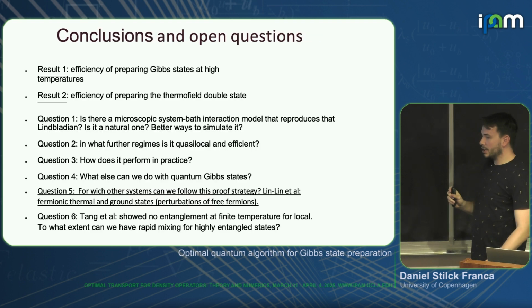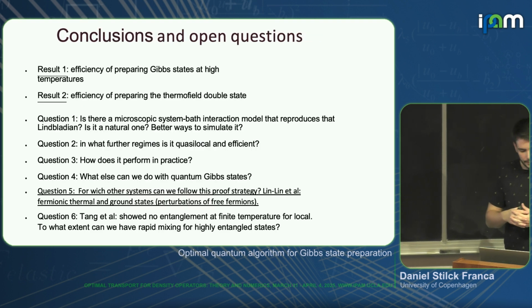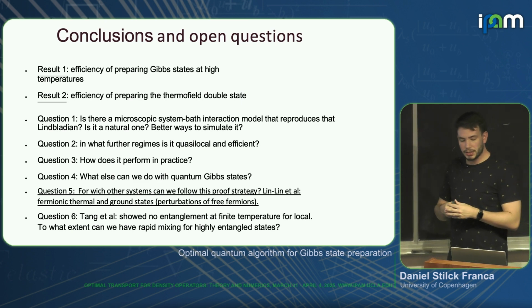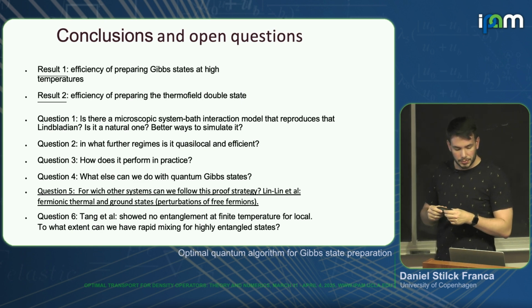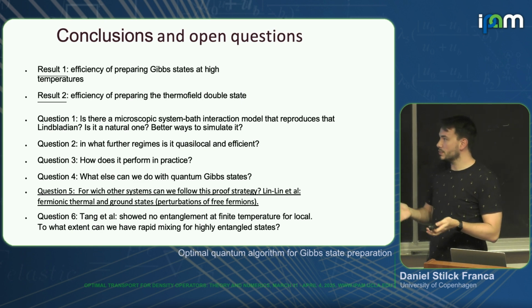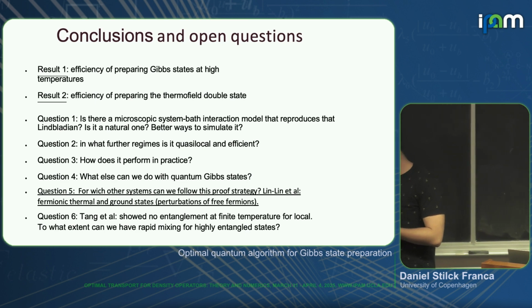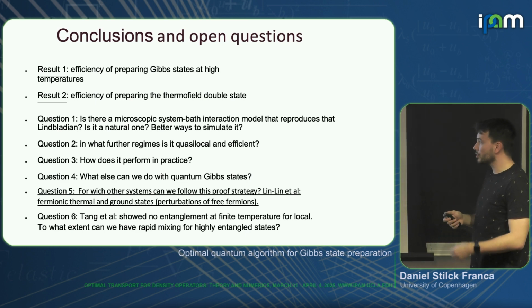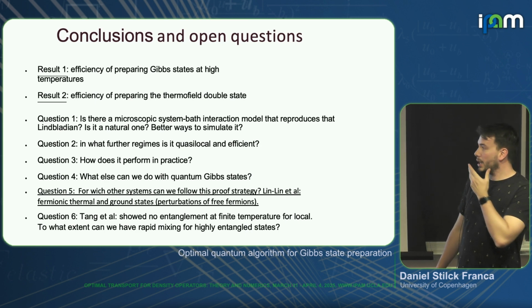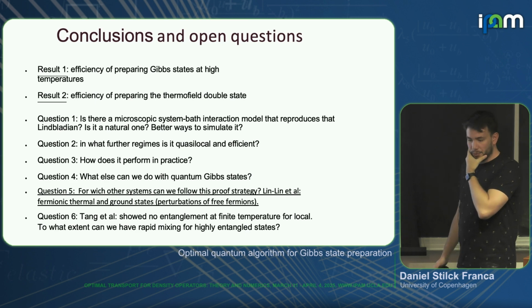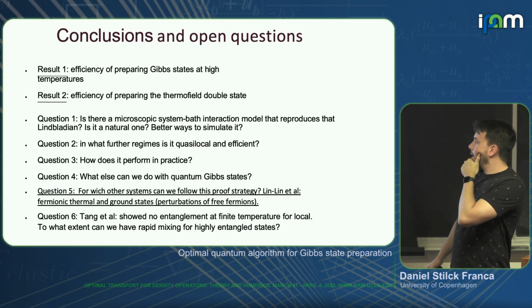All right, so let me conclude. So I showed you that we can, using these Chen generators, efficiently prepare quantum Gibbs states at high temperatures. We showed both the spectral gap approach and also the oscillator norm approach. What is nice about the spectral gap approach is that it also allows you to efficiently prepare this thermofield double state.